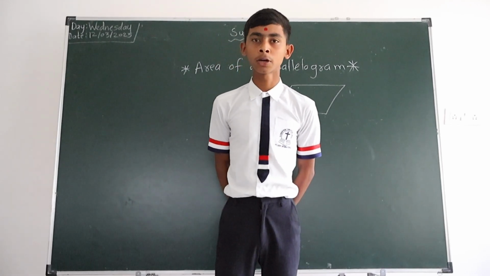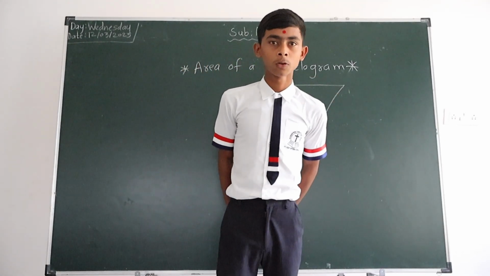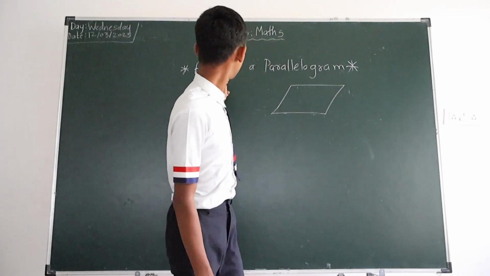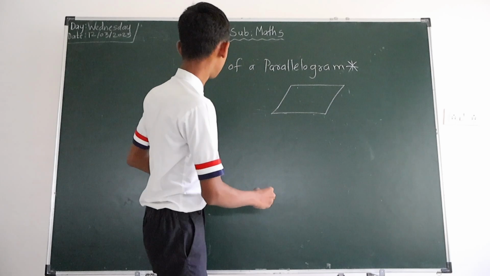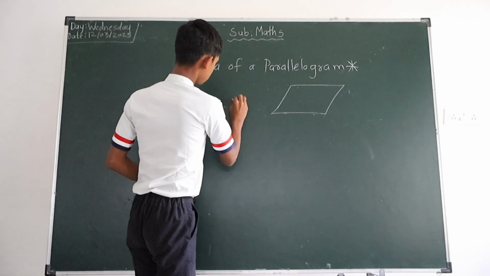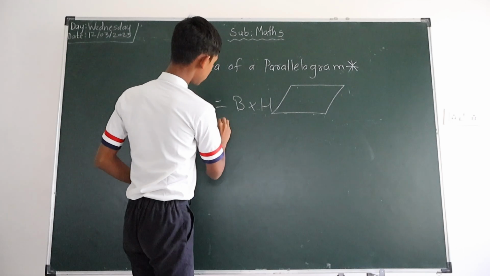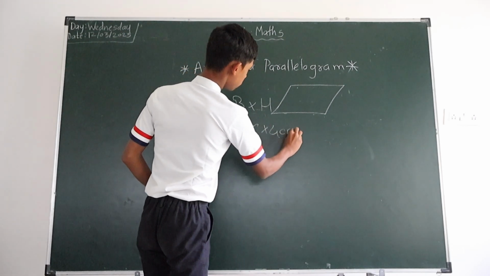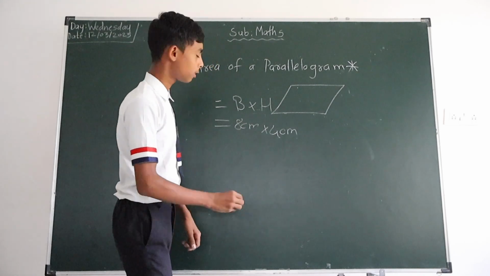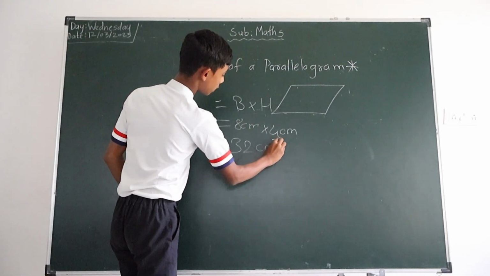Today I am going to explain a topic called area of a parallelogram. So first, the formula for area of a parallelogram is base into height. For example, our base is 8 cm and height is 4 cm. We have to multiply base into height. Answer is 32 centimeter square.